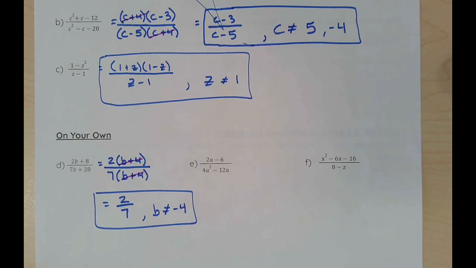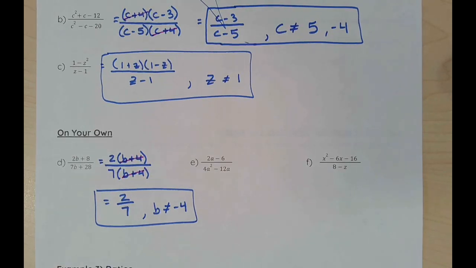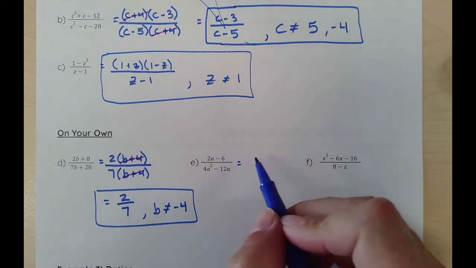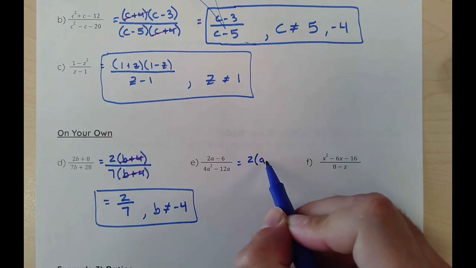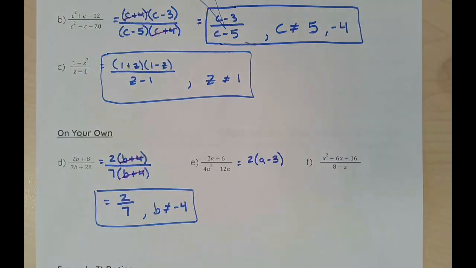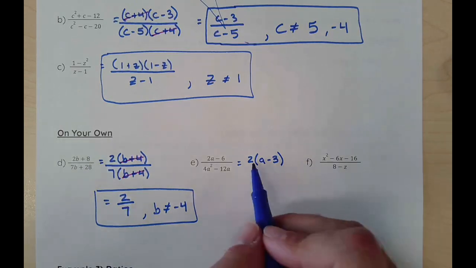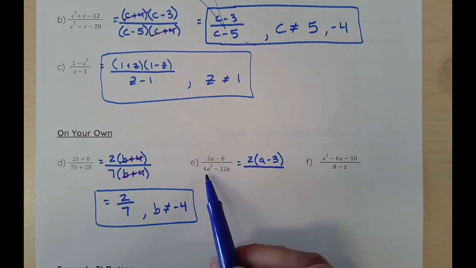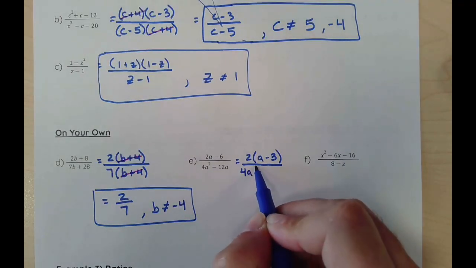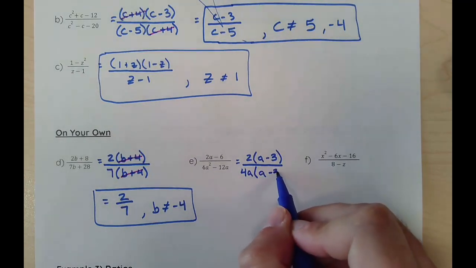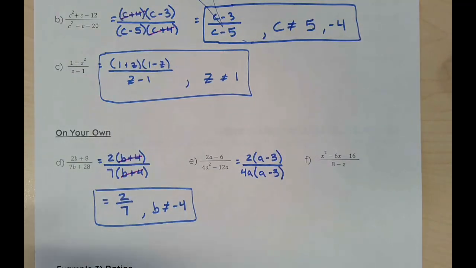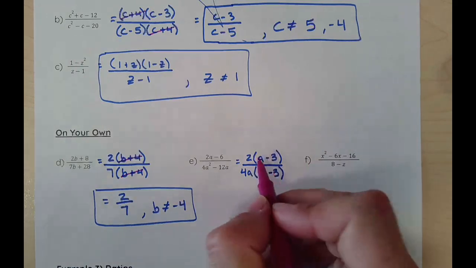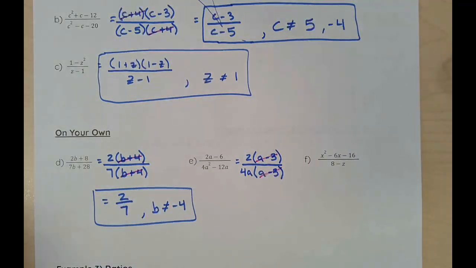Two more. Looking at E, I'm going to see what factors out of the numerator. In this case, I can pull out a 2, which leaves me with a minus 3. The denominator is a quadratic, but it's a quadratic missing a term, so I'm going to see if there's something I can just factor out of it originally. I can pull a 4 and an a out of both terms, leaving me with a minus 3. The a minus 3 and the a minus 3 will cancel each other out, leaving me with 2 over 4a.